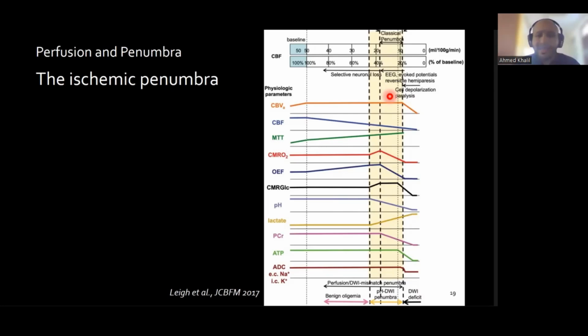So we create operational definitions for what the penumbra is in humans. And one of the most common operational definitions is this mismatch between what you see on diffusion-weighted imaging on MRI, what you call the infarct core, and what you see on perfusion-weighted imaging or perfusion MRI, what you assume to be the penumbra. This diagram is really mostly there just to show that that's not always true, and it's much more complicated because there are just too many pathophysiological factors that go into this concept of the penumbra.